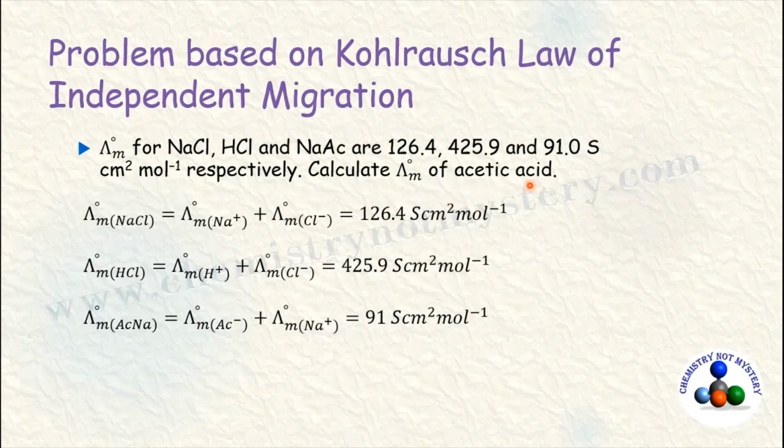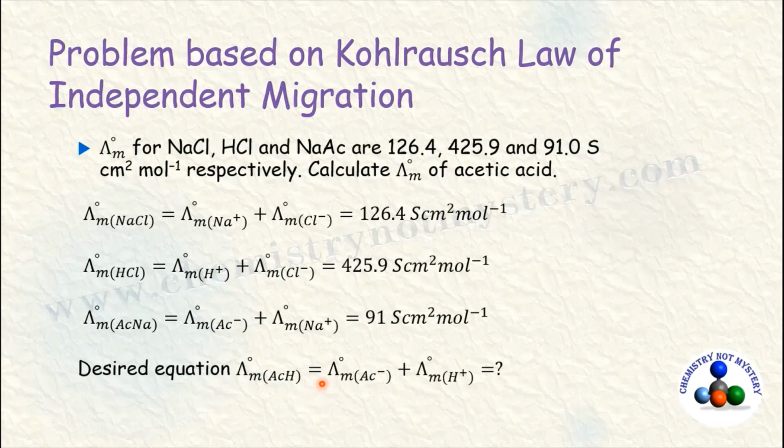Now write down the desired equation for limiting molar conductivity of acetic acid. It is equal to limiting molar conductivity of acetate ion plus limiting molar conductivity of H plus ion that we have to calculate. Now label the equation. So we can label this equation 1, equation 2 and this is equation 3. And this is the desired equation.